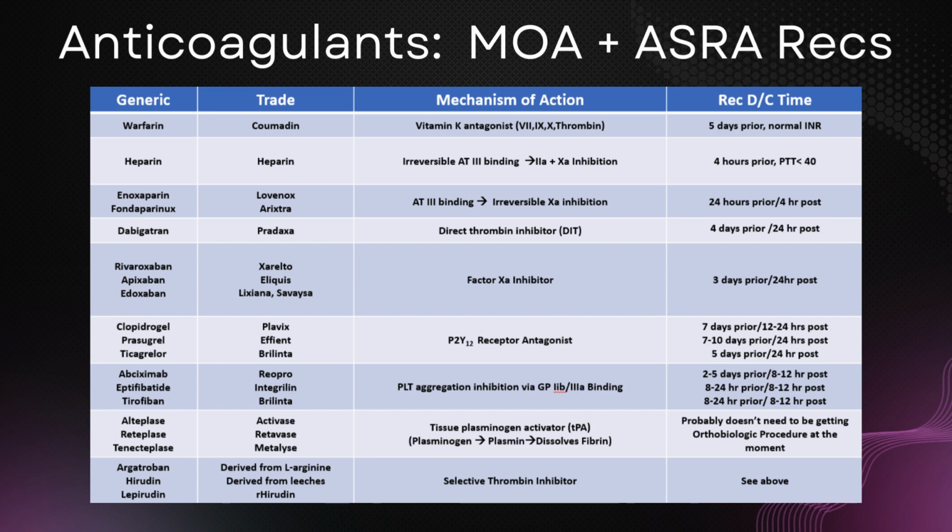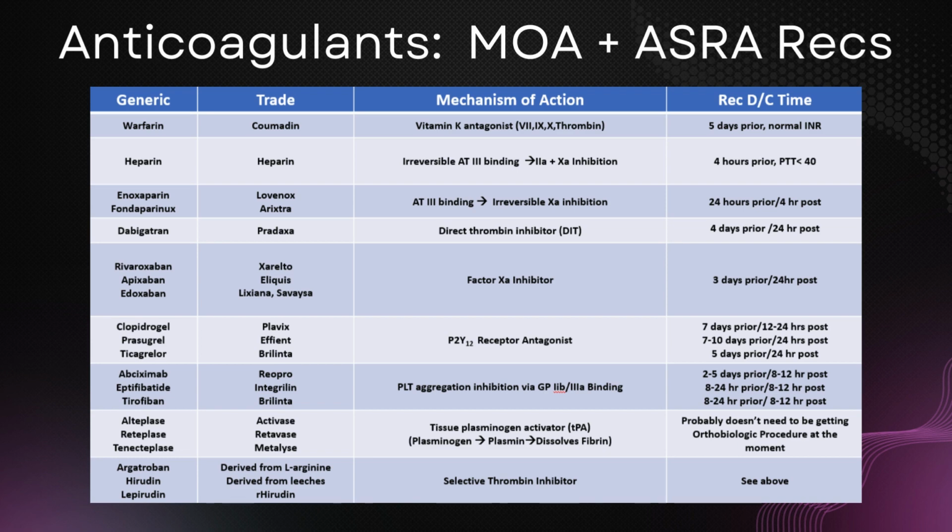I'm really not going to talk about the TPA and selective thrombin inhibitors, since these are typically used in the hospital setting for acute vascular and cardiac situations. Really not a good time for a PRP procedure. In terms of discontinuation times, we will talk about these later on in the presentation. But remember, we're not talking about clotting, we're talking about PRP.